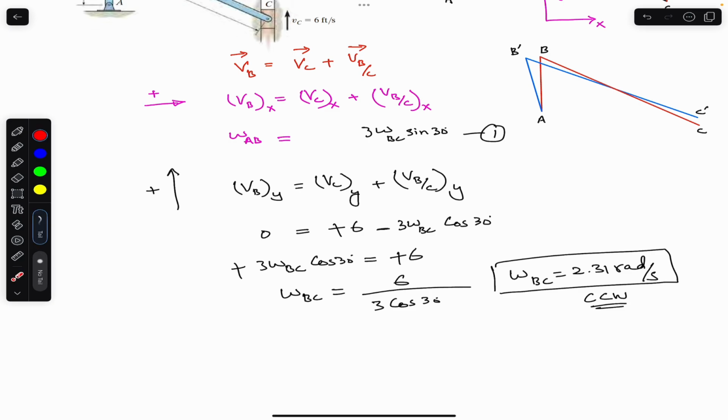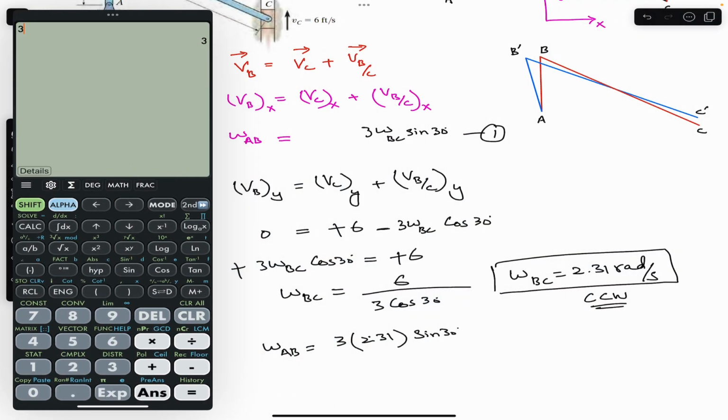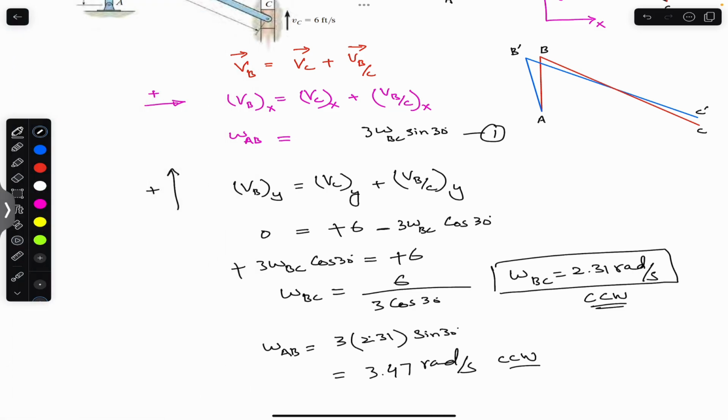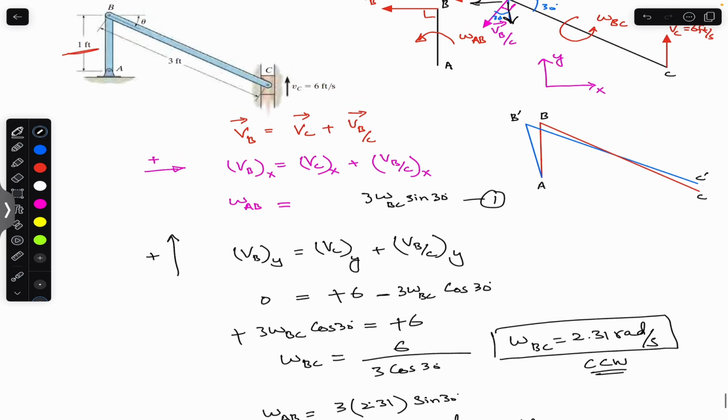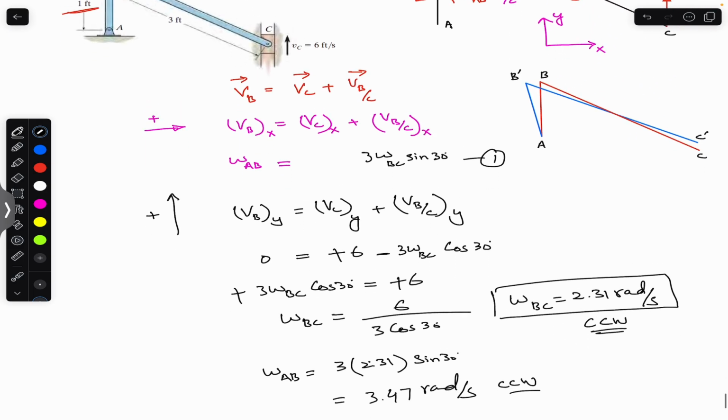Similarly, if we put this value in this equation, we will be able to find omega AB. So omega AB is equal to 3 times 2.31 times sine of 30. This gives us 3.47, let's say, radians per second, and again this is in the counterclockwise direction. So this is one way of solving this problem, and now we are going to apply the vector method.